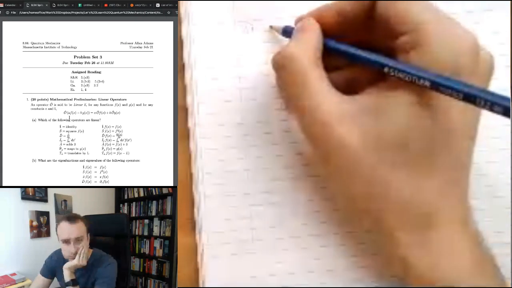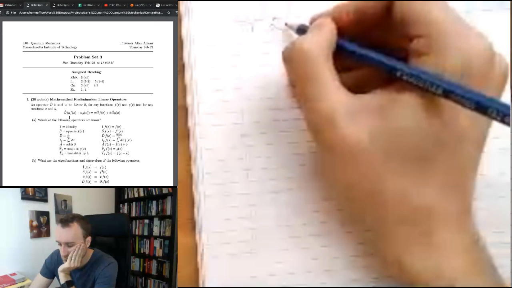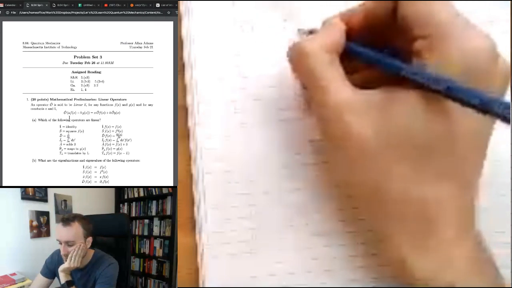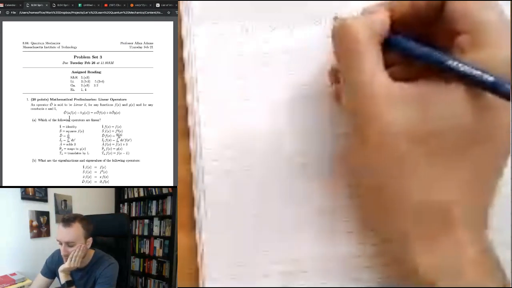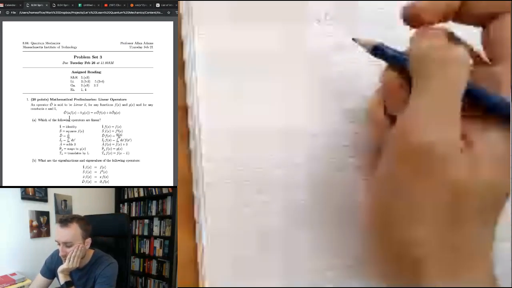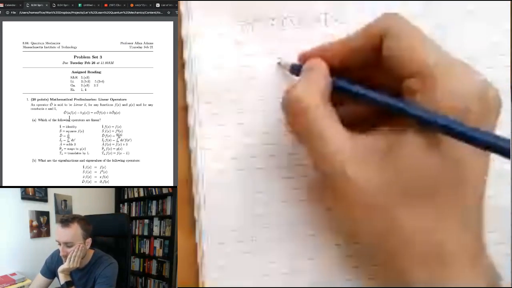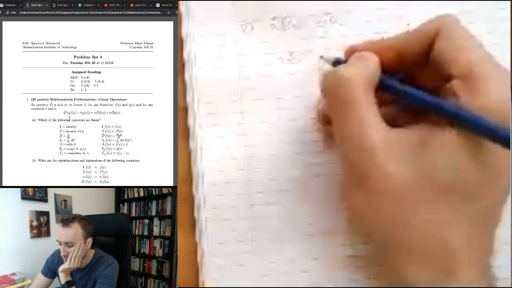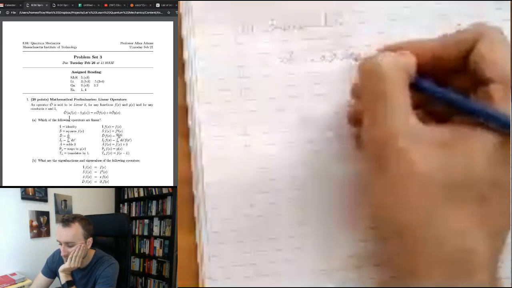All right, let's try three. Third one. The X hat operator, multiplication by x. So we want x f(x) is equal to a f(x).